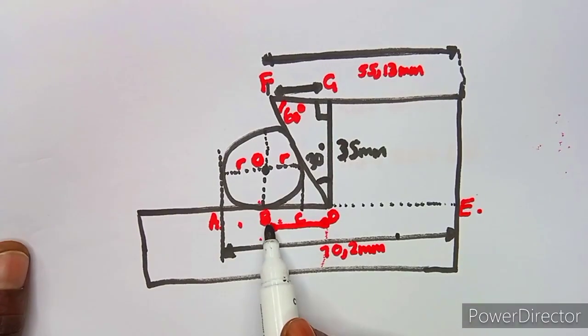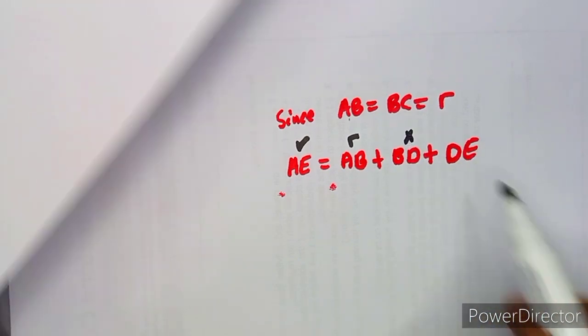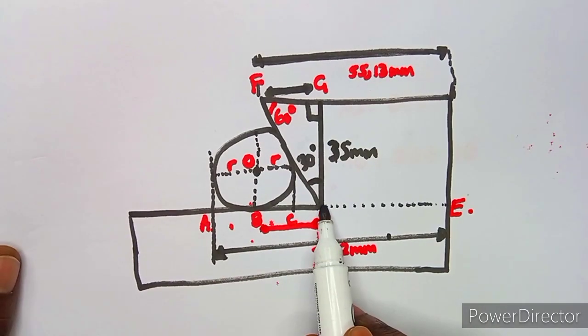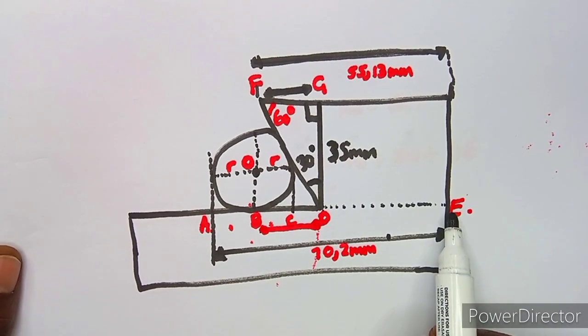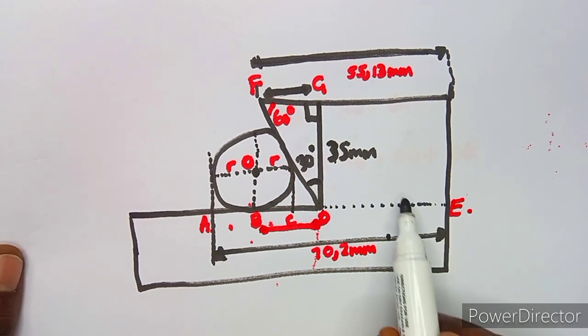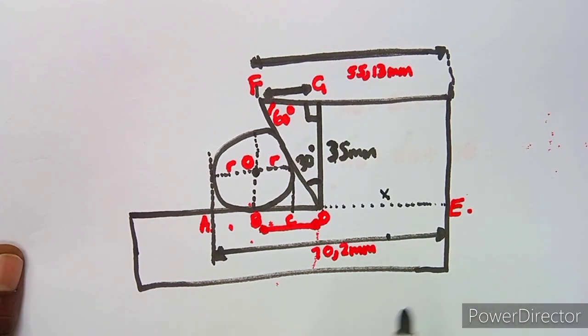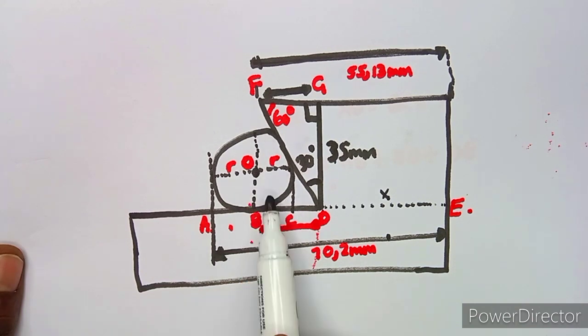Okay, what about B to D? We do not have this one. So this one we do not have. What about D to E? D to E, we do not have again. This distance we do not have, but we can actually find this distance later on.